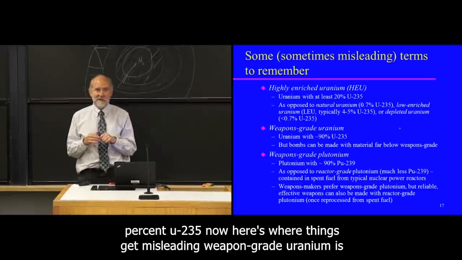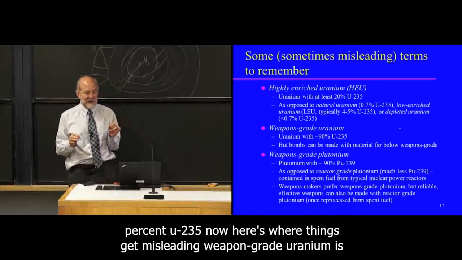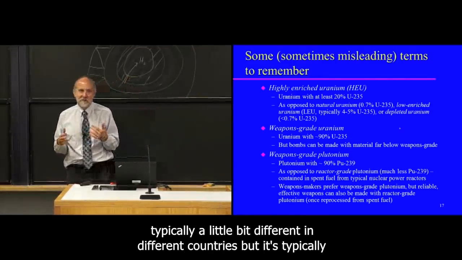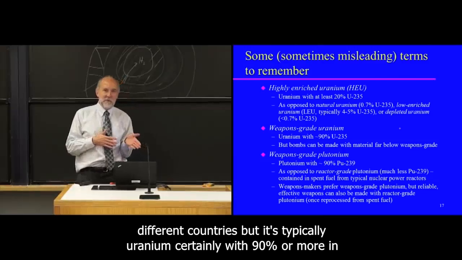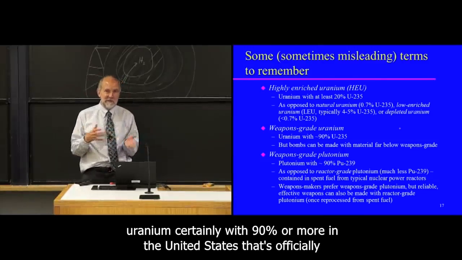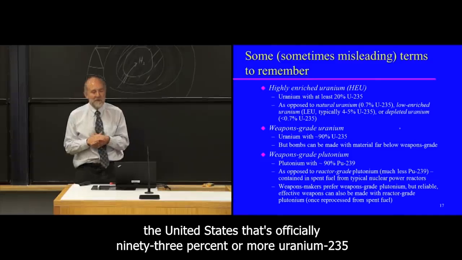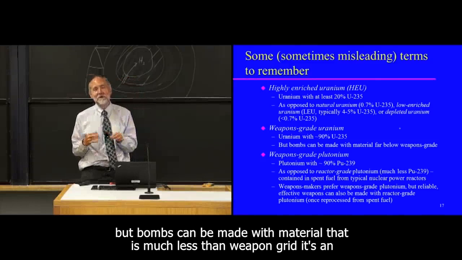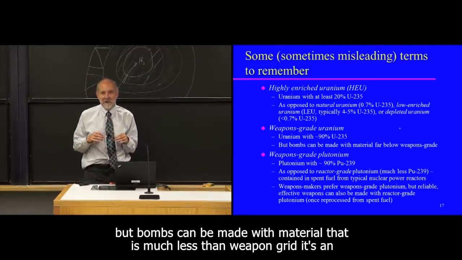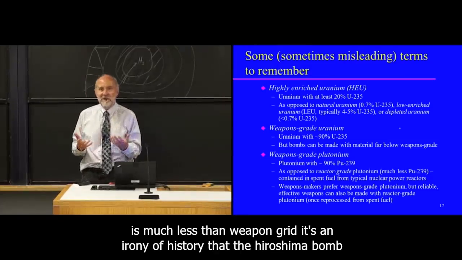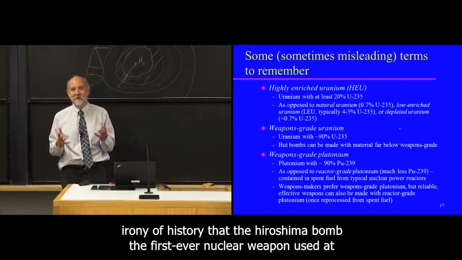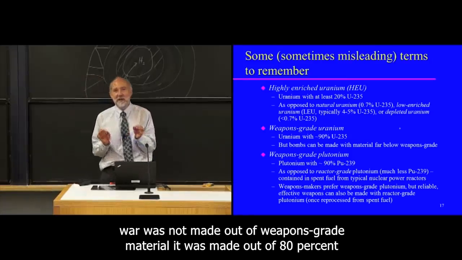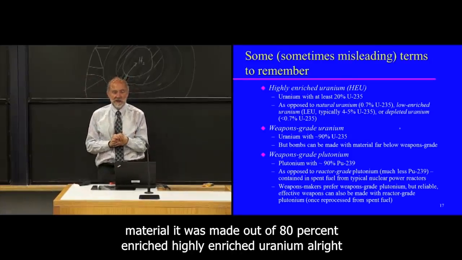Now, here's where things get misleading. Weapon-grade uranium is a little bit different in different countries, but it's typically uranium with 90% or more. In the United States, it's officially 93% or more uranium-235. But bombs can be made with material that is much less than weapon grade. It's an irony of history that the Hiroshima bomb, the first ever nuclear weapon used in war, was not made out of weapon grade material. It was made out of 80% enriched, highly enriched uranium.